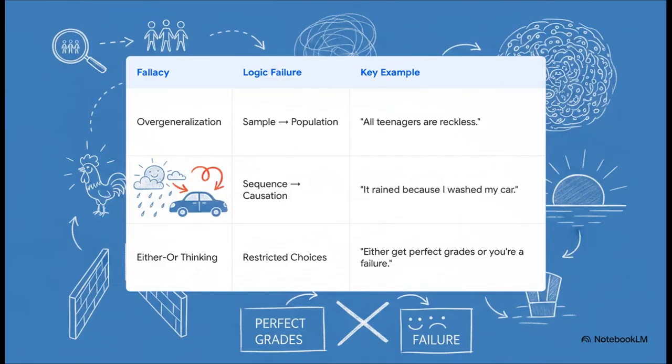So let's do a quick side-by-side recap of our three faulty blueprints. We've got overgeneralization, which is that error of making a giant leap from a tiny sample. We've got false cause, the mistake of thinking that sequence equals causation. And we have either-or thinking, the trick of pretending only two choices exist when there are actually plenty more.